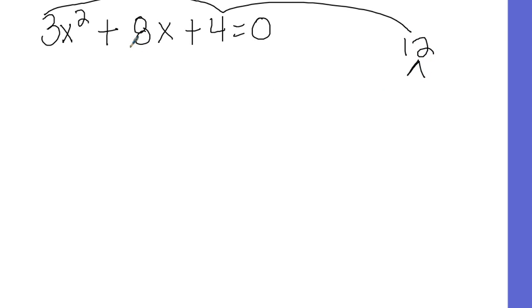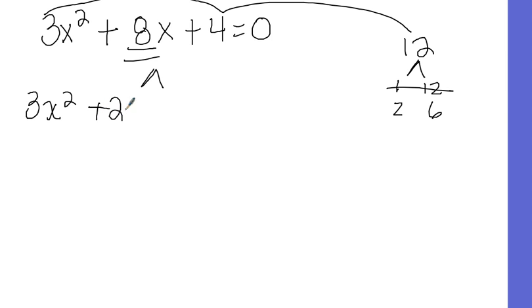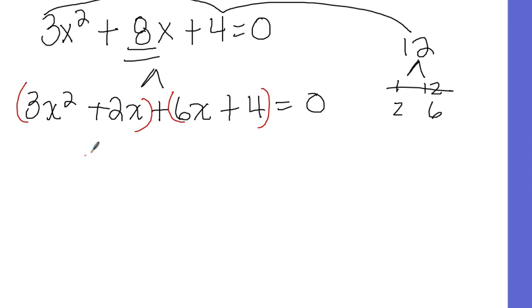Factors of positive 12 that sum to 8. Let's find that. So I have 1 and 12, that doesn't work. 2 and 6, that might work. So what I'm going to do is split that 8x into two terms, 2x and 6x. You notice I didn't change the value of the problem. I'm doing this so that I can take out the GCF. So I'm going to group the first two terms and the second two terms. I always do it by addition.